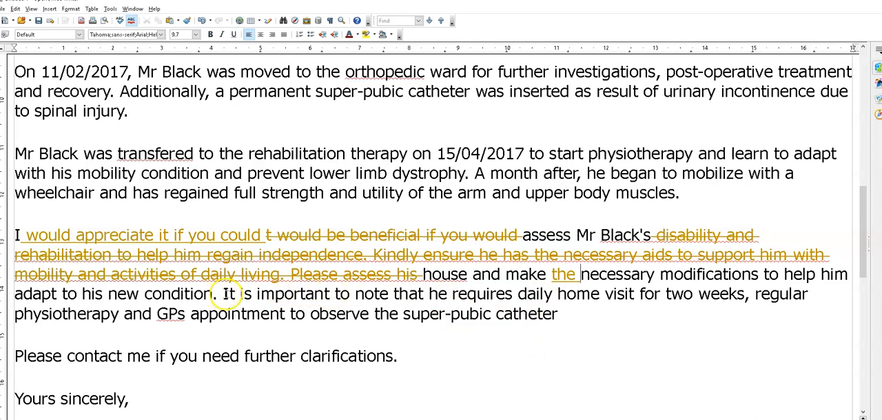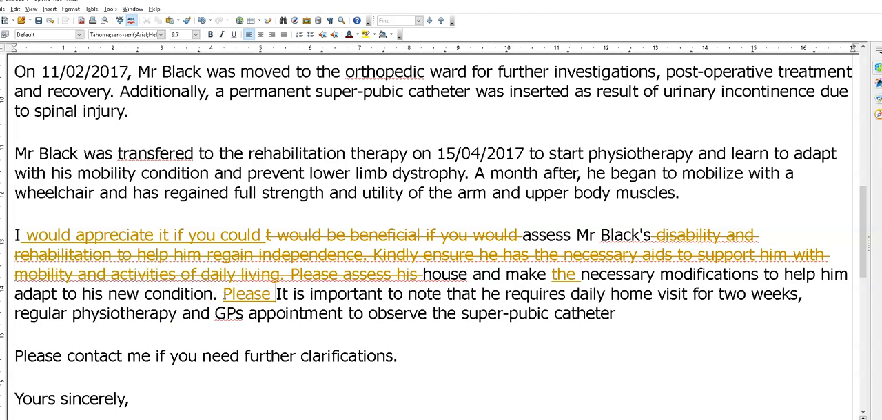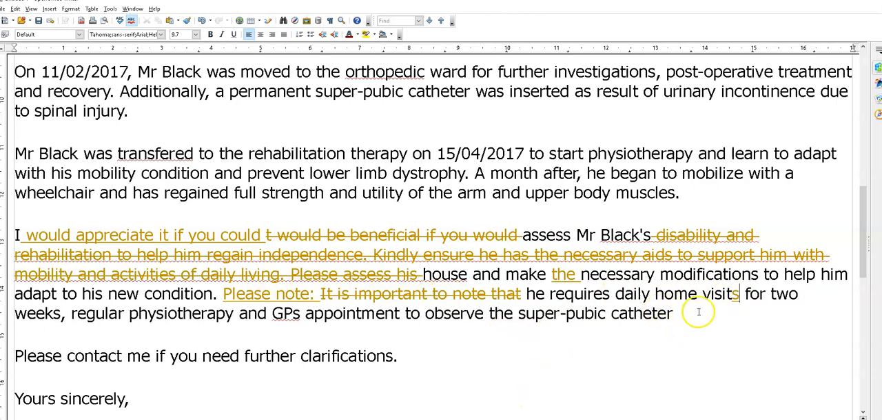Is it important to note? You could just say please note. You'd have to say that. Obviously it's important. Please note. It requires daily home visits for 2 weeks. Regular physio, due to the issue of a suprapubic catheter.